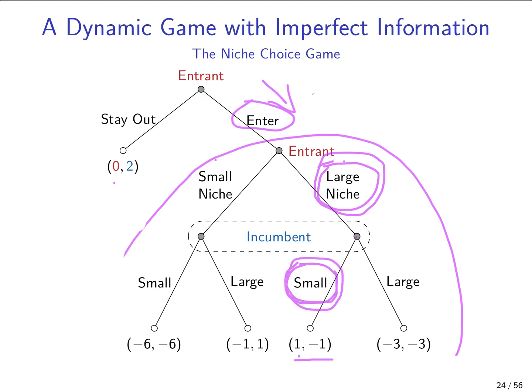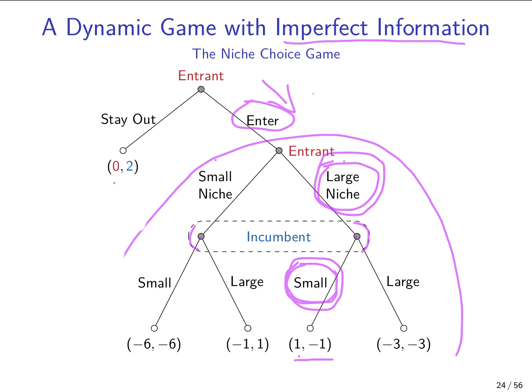We call this imperfect information. The incumbent being here has no idea whether it is here or there, so its available actions are just either small or large. So that's a dynamic game with imperfect information.